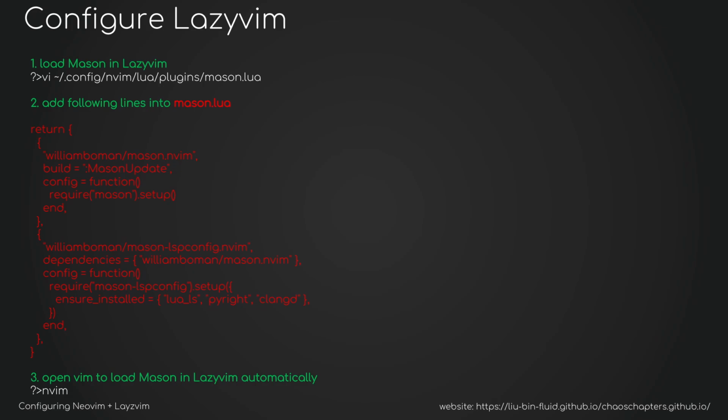Now we need to create a file named mason.lua. Then we insert the following codes in red into mason.lua. Once you reopen Neovim, you will see Mason is automatically loaded into Neovim.